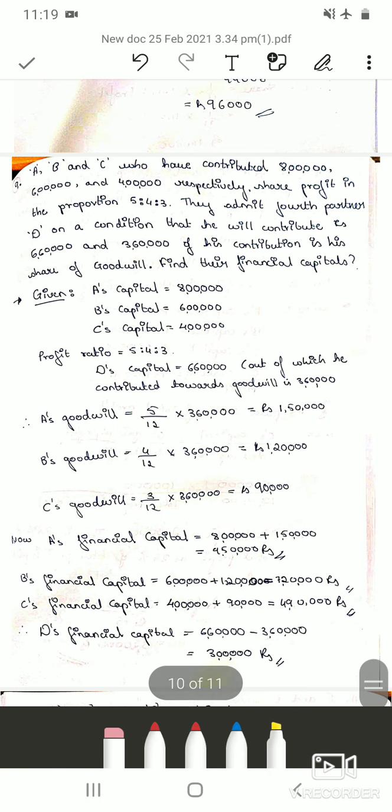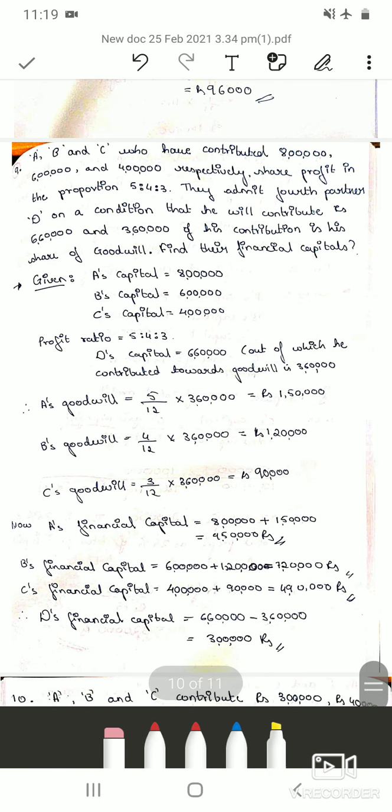So the ninth problem is: A, B and C, who have contributed rupees 8 lakhs, 6 lakhs and 4 lakhs respectively, share profit in the proportion 5 is to 4 is to 3. They admit a fourth partner D on a condition that he will contribute rupees 6,60,000, and 3,60,000 of his contribution is his share of goodwill. Find their financial capitals.